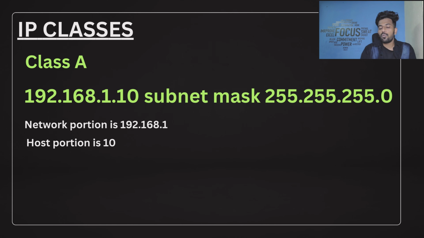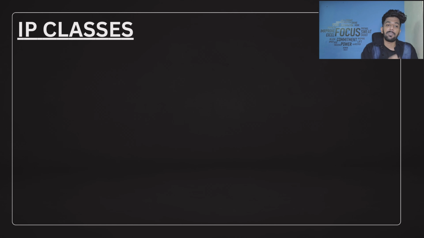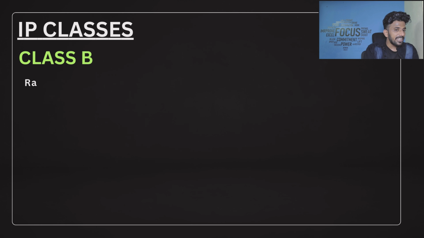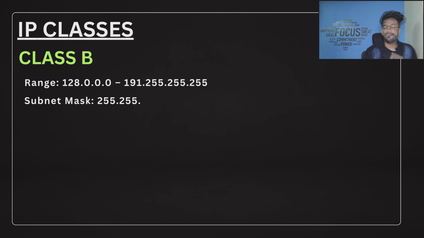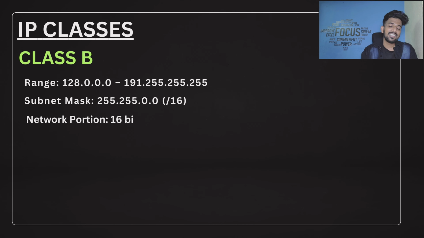Now let's move to another class, that is class B. It supports thousands of hosts and is used for medium-sized organizations like universities. The range starts from 128.0.0.0 to 191.255.255.255. Since it has two network portions and two host portions, the subnet mask is 255.255.0.0. The network portion is 16 bits, and the host portion is 16 bits.